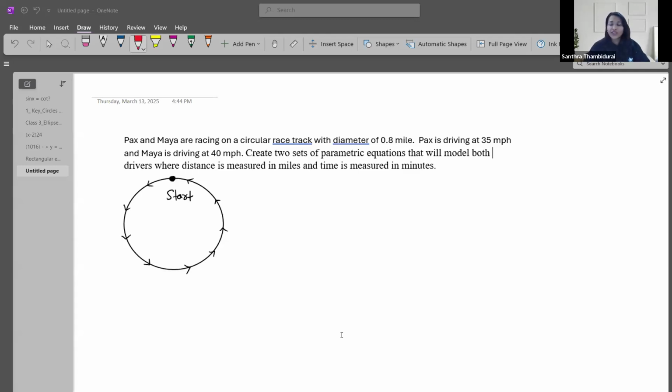These questions are quite hard for kids. These questions are based off of parametric equations. So let's read the problem. I made this up based off my kids' names.